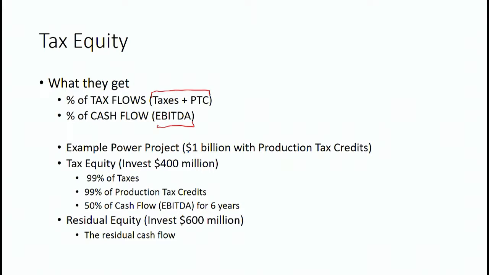And EBITDA is that. So remember when we divided up free cash flow, it is equal to EBITDA, minus taxes, plus the production tax credit. So what we're doing is they get a percent of EBITDA, and they basically get a percent of the tax flows, which is the taxes plus production credit. So let's look at it.